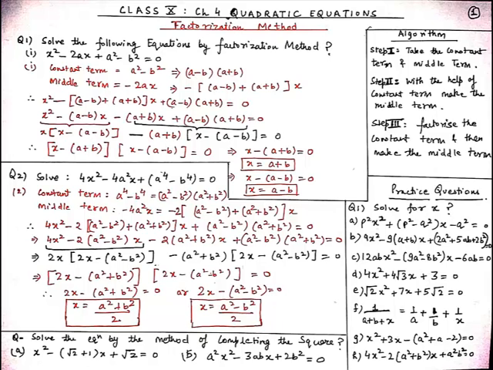Now when we equate it with 0, we get x equal to a plus b and x equal to a minus b. So now our second question for today is: solve 4x square minus 4a square x plus a to the power 4 minus b to the power 4 equal to 0. Again we will follow the same procedure. First we will take the constant term, which is a to the power 4 minus b to the power 4. I can write a to the power 4 as a square whole square, and b to the power 4 as b square whole square. So from here we get (a square minus b square) into (a square plus b square).